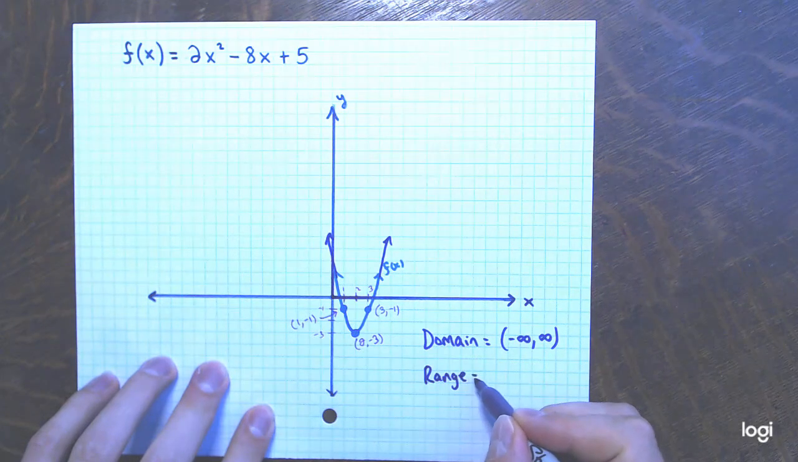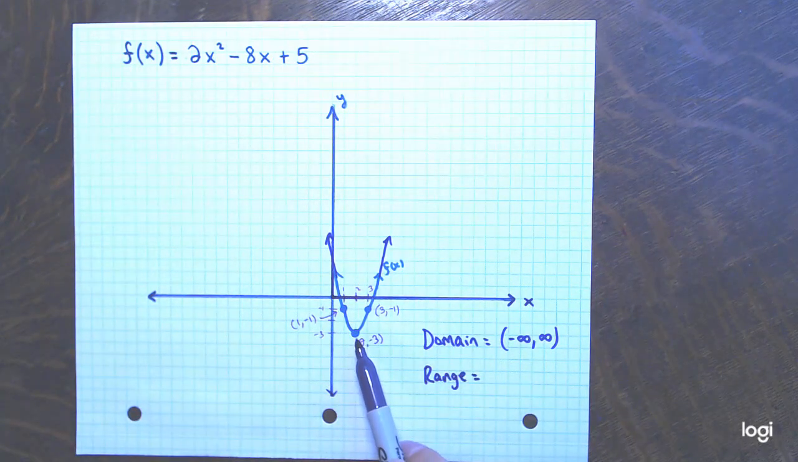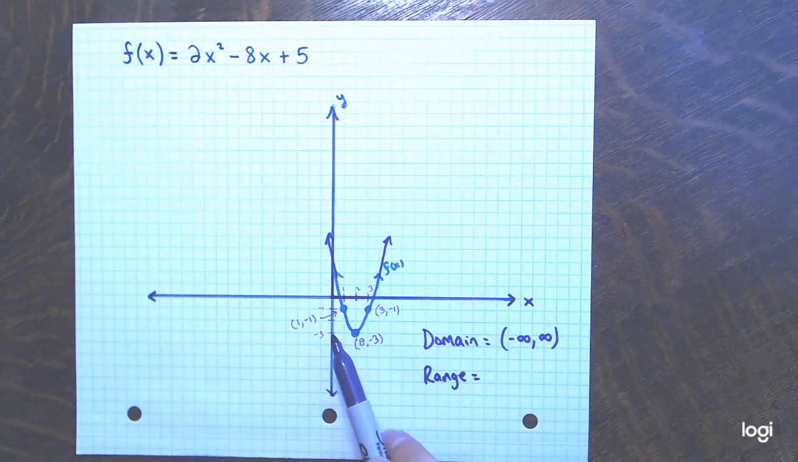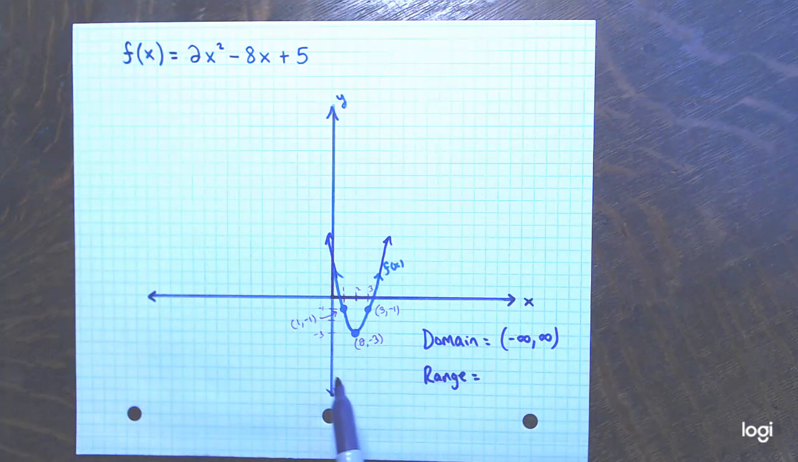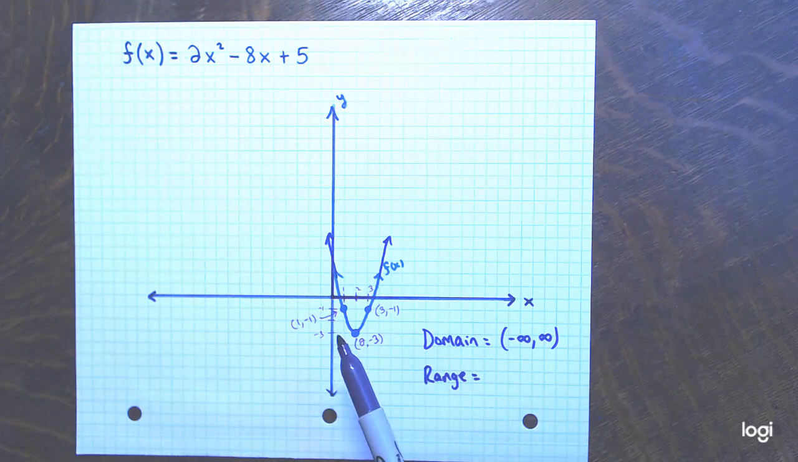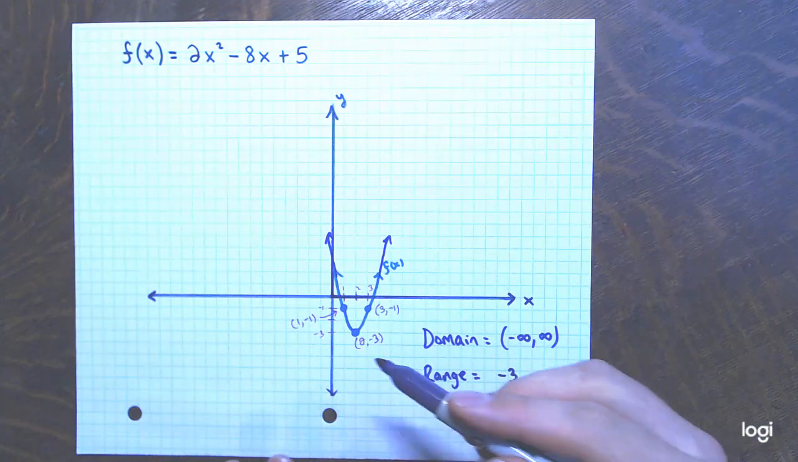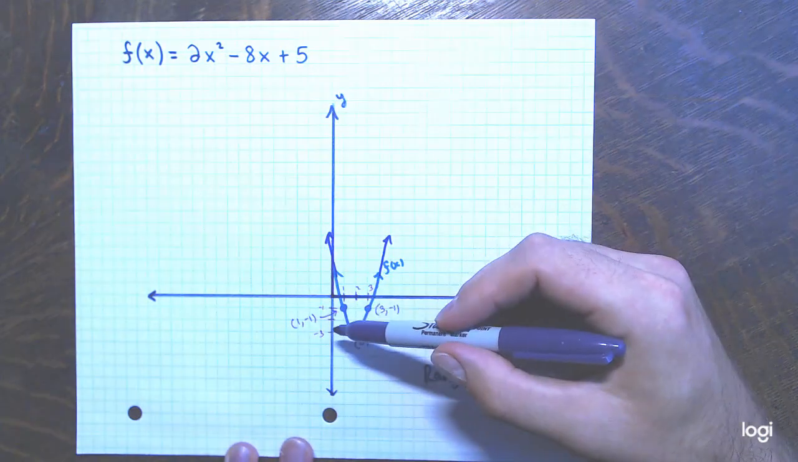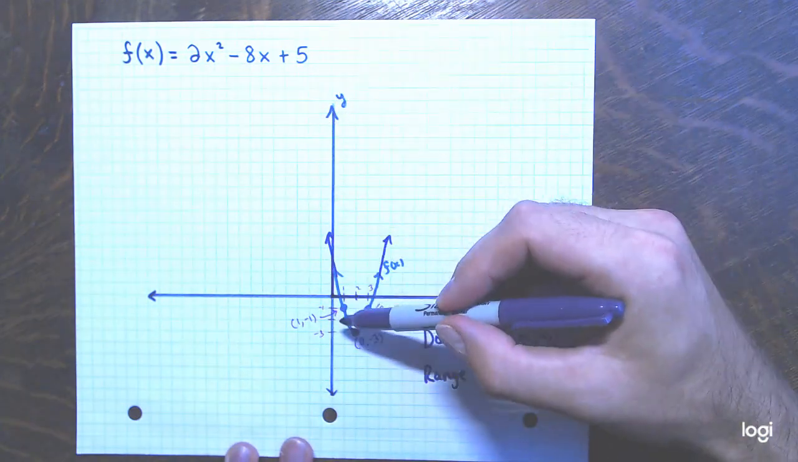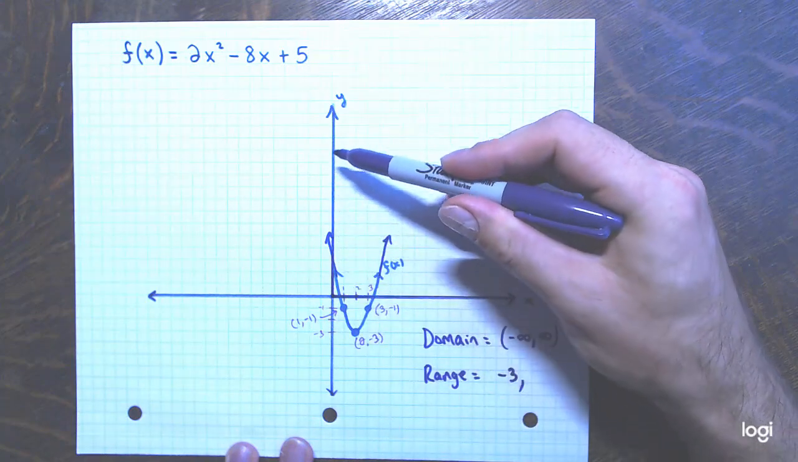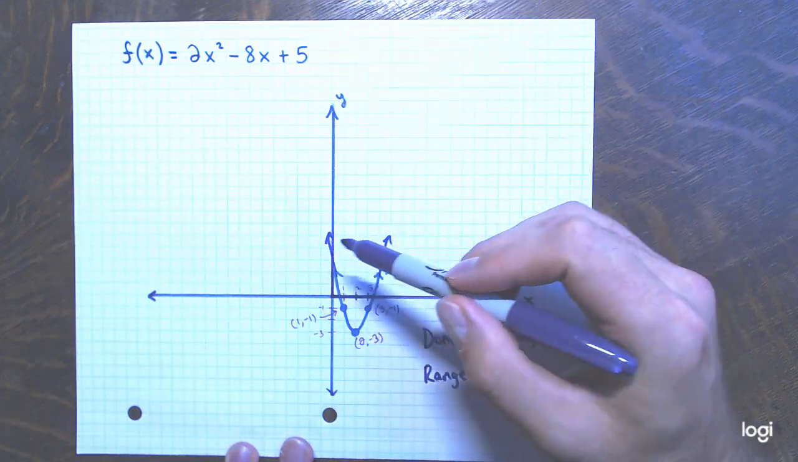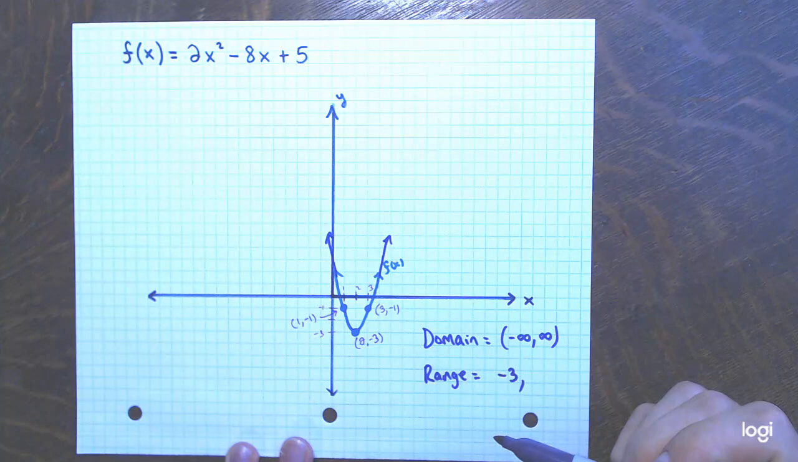Right? The range, and look at where the vertex is. See, that is a y-coordinate of negative 3, and then there's nothing below that. Right? There aren't any points of the parabola down here below negative 3. So negative 3 is the lowest value of the range. So I write negative 3, comma, and then there is no highest value, right? Negative 3, and then all the values on the y-axis above negative 3 are going to be the y-coordinates of some points on this graph of the parabola.